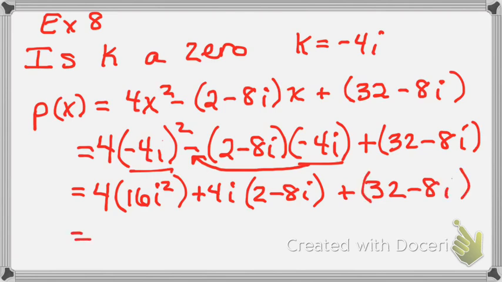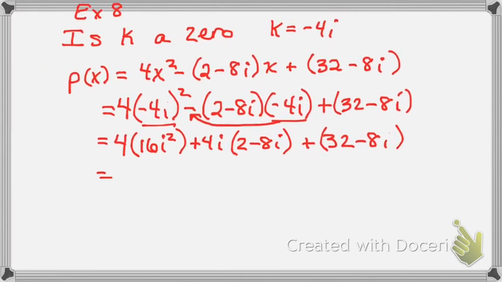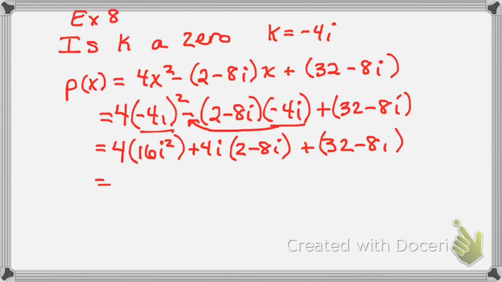Okay? What is 16I squared equal to? Negative 16. Why is it a negative 16? Because I squared is equal to negative 1 in the complex number system, right? I squared is the same thing as a negative 1, so 4 times negative 16 is what I have there now. All right, let's distribute this 4I.